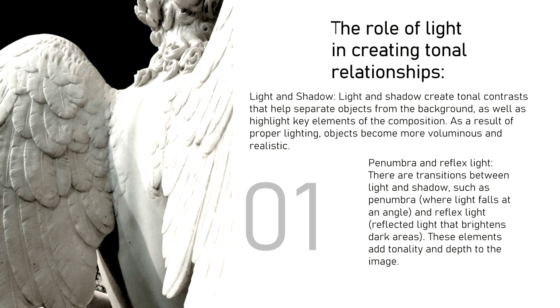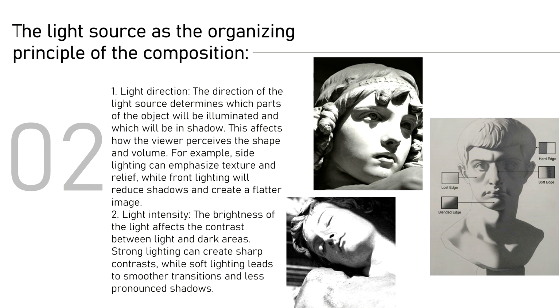Penumbra and reflex light. There are transitions between light and shadow, such as penumbra, where light falls at an angle, and reflex light, reflected light that brightens dark areas. These elements add tonality and depth to the image. The light source as the organizing principle of the composition.